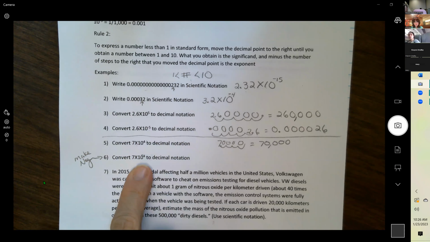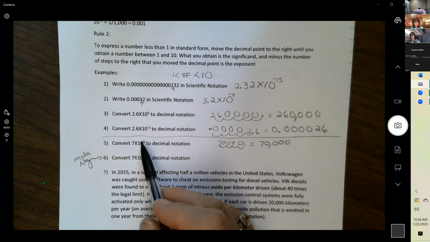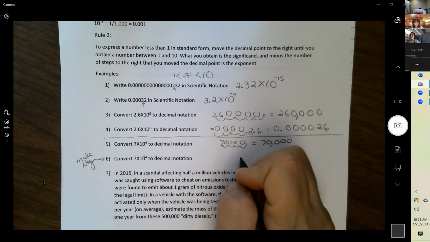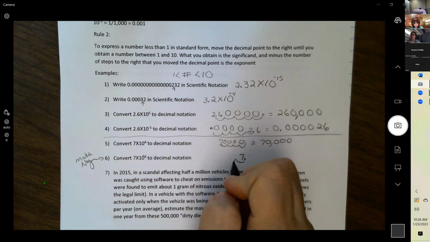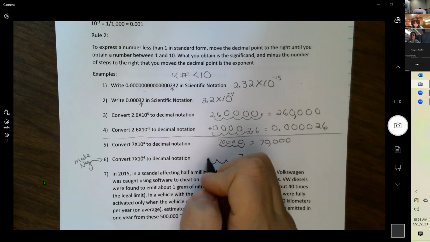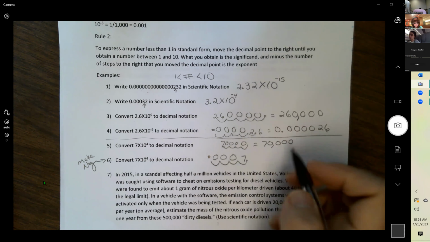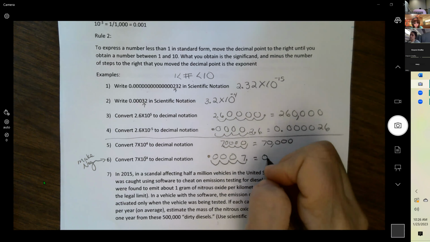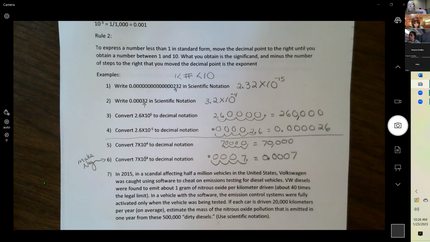And this one, we're going to make the exponent negative. That way we can see the opposites. This one got larger because it's a positive 4. This one will get smaller because it's a negative 4. 1, 2, 3, 4. Any questions on those?